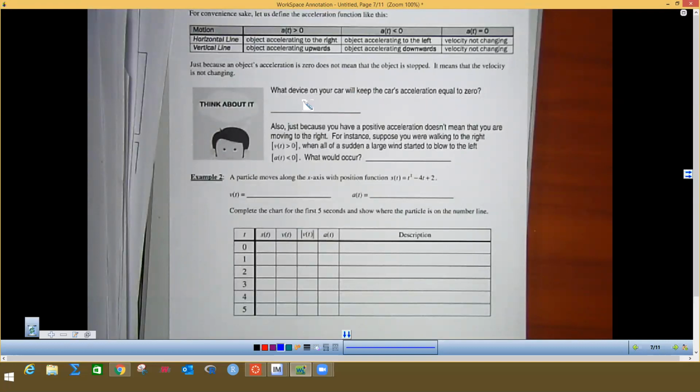What device on your car would make that equal to 0? That would be our cruise control. You hit the cruise control and the car is supposed to go the same speed.